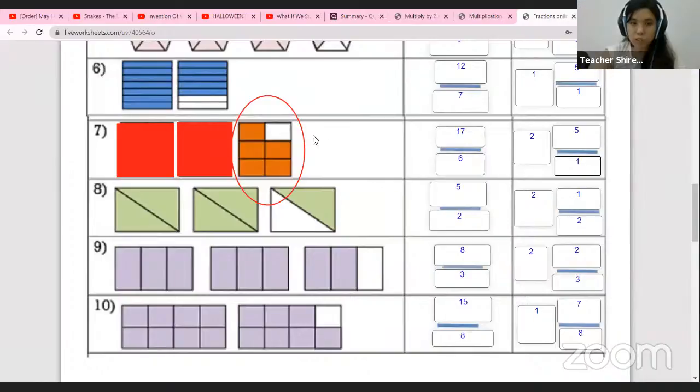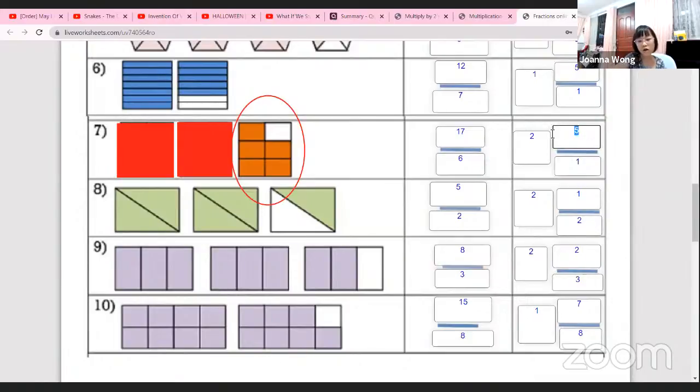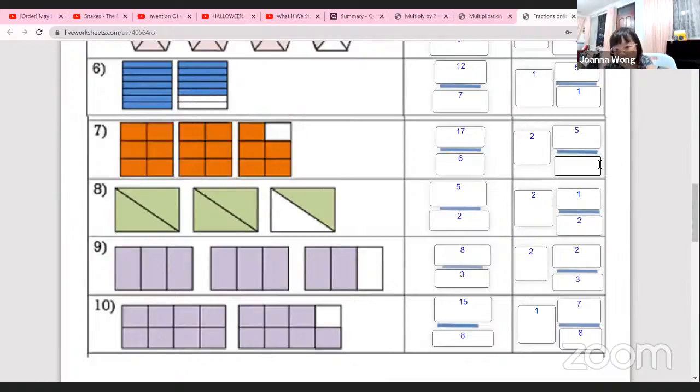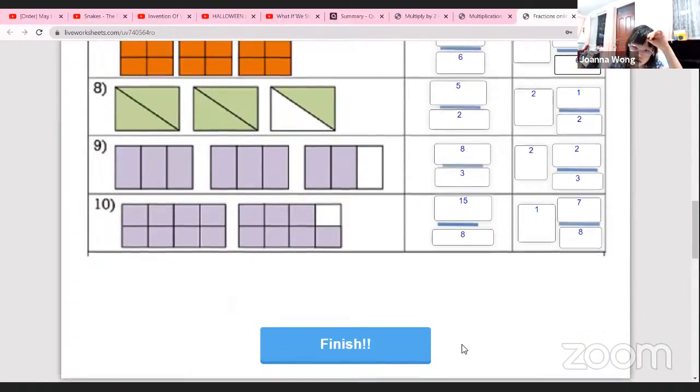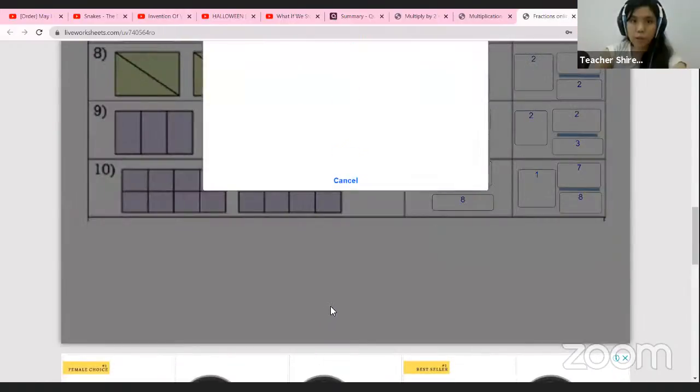Denominator is always the total, right? The whole is 6. 5 over 6. That's right.